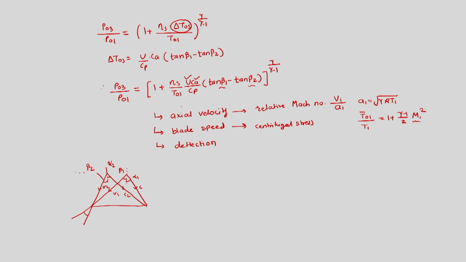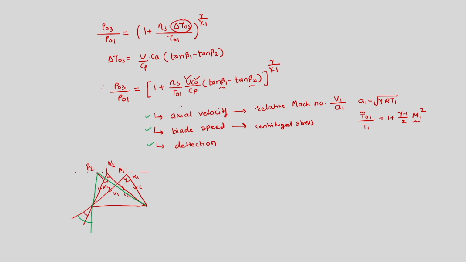Now if we want to have higher deflection, then V2 should be in a different place. We can have V2 like this. If V2 is like this, then we can see that there will be more deflection. If there is more deflection, then there will be more pressure rise. Obviously we would also have more delta CW in this case, so there will be more work absorbed and then more pressure rise. So there are three factors which affect the pressure ratio. One is axial velocity, but that is restricted by relative Mach number. One is blade speed, but that is restricted by stress in the blade. And the other is deflection, and large deflection would lead to flow separation.